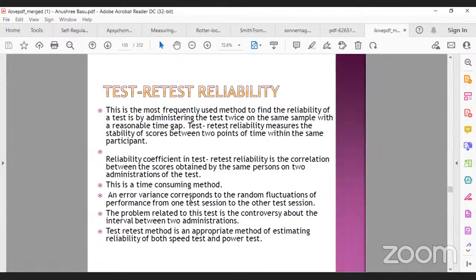There is error variance due to the random fluctuation of performance from one test session to another. There is one problem related to this test, which is the controversy about the interval between two administrations. But it is a good method to estimate reliability of both speed tests and power tests. So when we do a speed test or a power test, then test-retest reliability is very helpful. So can you give me an example of a speed test and a power test?